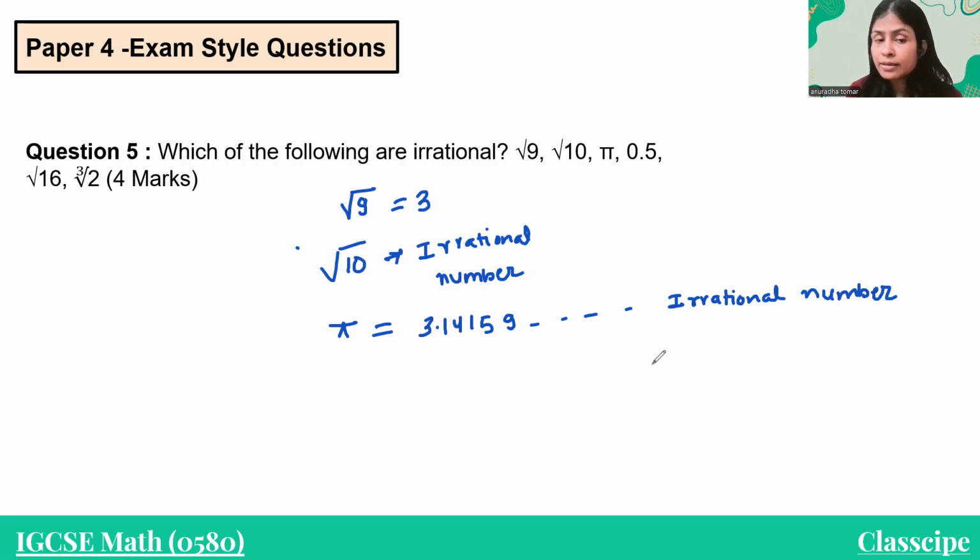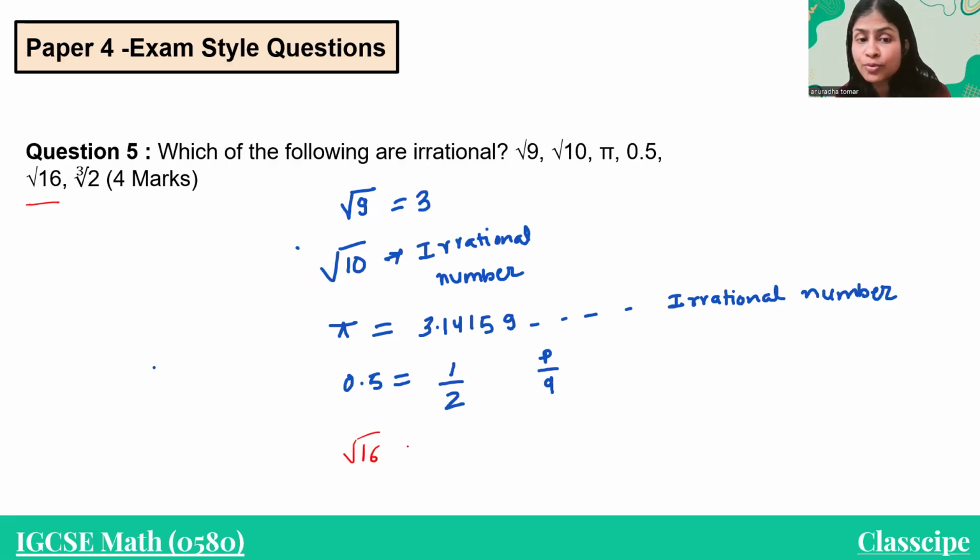All right. Now let's talk about 0.5. That can be expressed as 1 over 2, which is obviously a rational number, because you can see it is in p over q form, where p is an integer and q is also an integer. And then there is root 16. This is the square root of a perfect square, which is 4, so it is a rational number.